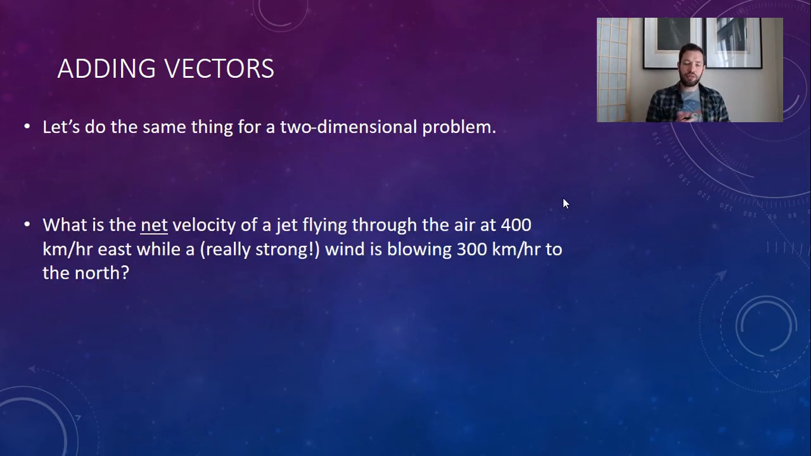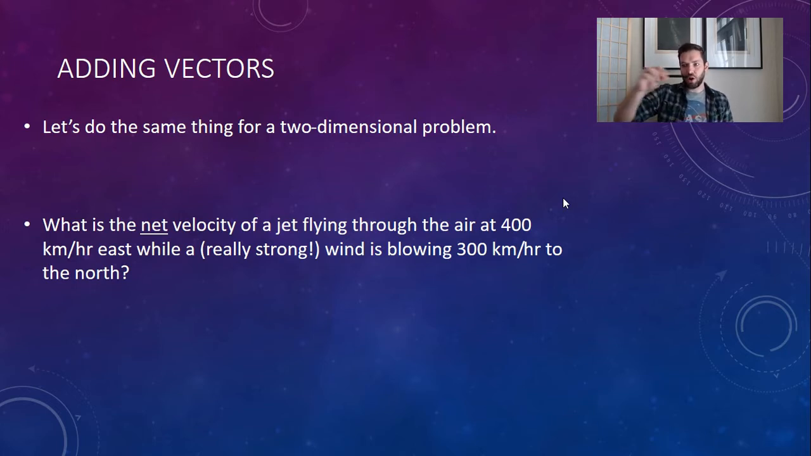So now I want you to think about what happens if we have a jet that's flying east at 400 kilometers an hour. And there's a wind that is blowing 300 kilometers an hour to the north. What's actually going to happen is the plane is going to be going to the northeast. And if we want to figure out what its velocity is, it's not 700 and it's not 100.